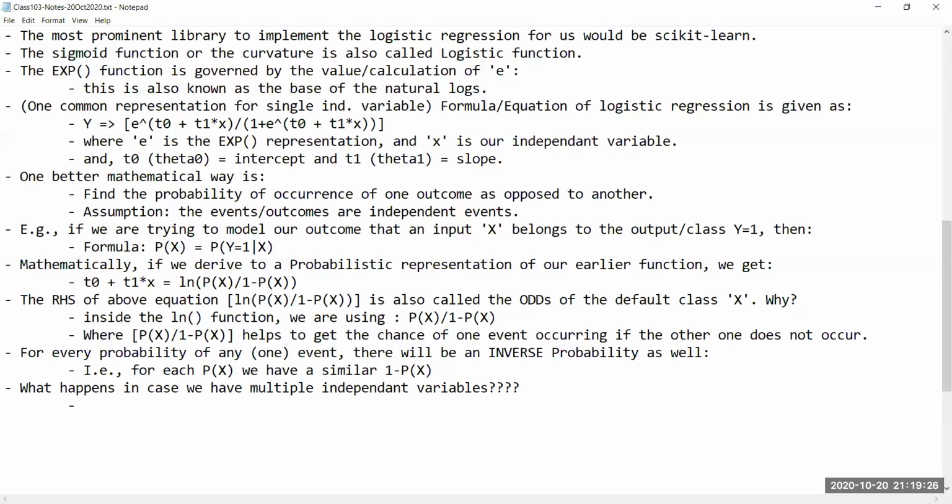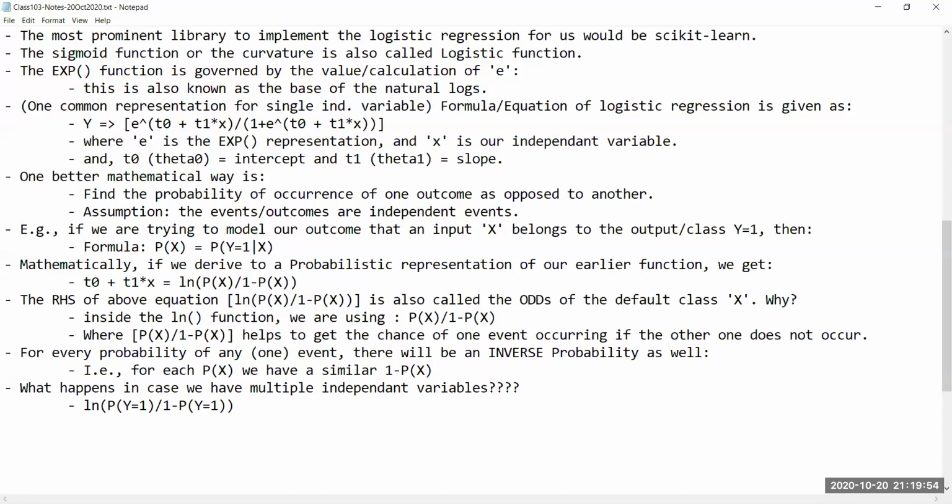In case of multiple independent variables, what is really going to happen is I can take the logarithm of the probability that I'm trying to find. Sorry, I should have written it like ln. So I'm taking an ln of this, and I'm simply going to paste it over here. Now this x is what? X can be represented as y is equal to 1.